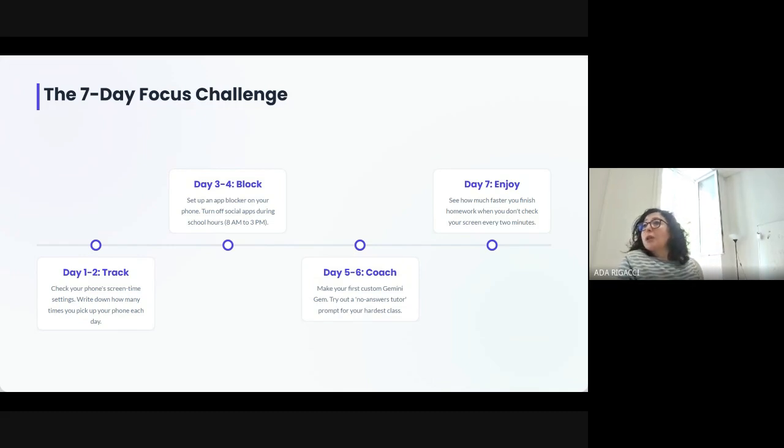First of all, we need to track our screen time. Yeah, very good what you did now. So track screen time. How much time are we spending on our screen, on our smartphone, right? Just 2 hours, 3 hours. Track means check, keep track.